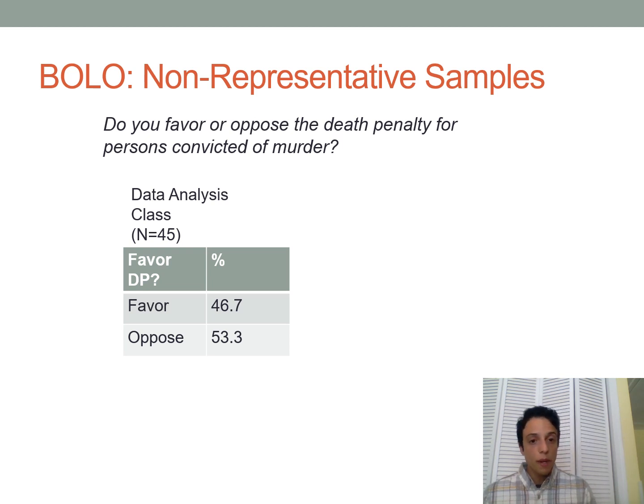A little over 53% of the class said that they oppose the death penalty for people convicted of murder, and a little over 46% said that they favor the death penalty for people convicted of murder.